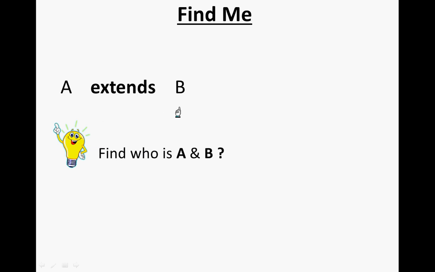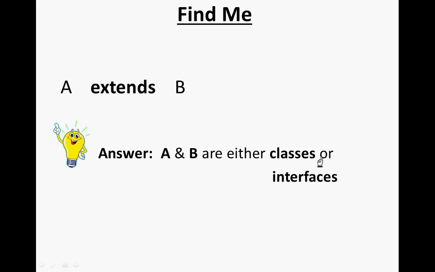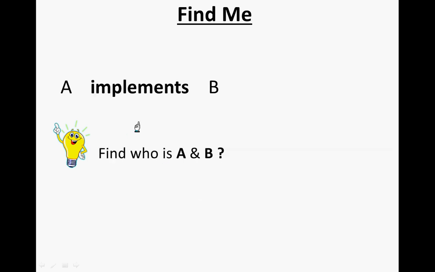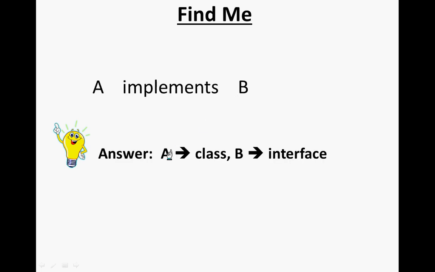Okay, see this, find me. A extends B. Now, who is A and who is B? Both A and B are classes, or interfaces. Only two choices. See another example. A implements B. Now find who is A and B. Here A is what? Yes, class. Whereas what about B? Yes, it is an interface. A is a class, whereas B is an interface.